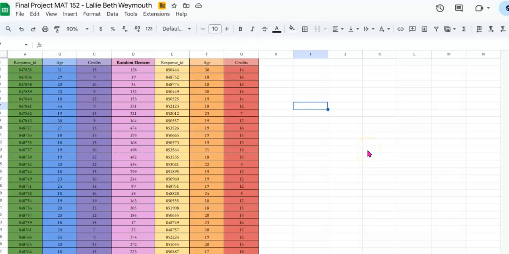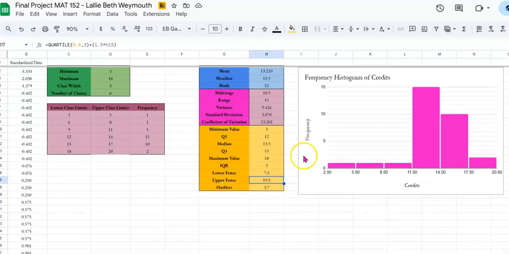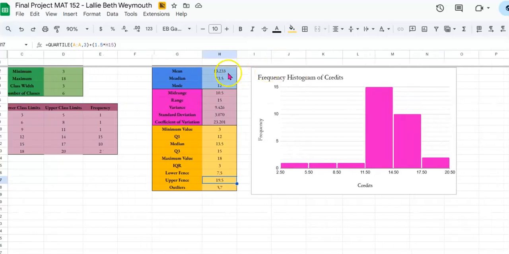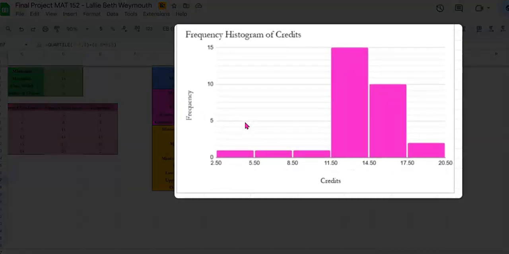I chose to do my presentation on college data, particularly the age and credits of college students. First, we'll move to the summary sheet. We have our frequency table here and our frequency histogram, which is the most important thing. Our mean is 13.2, our median is 13.5, and our mode is 12. So the frequency histogram is right skewed, so it's not bell-shaped, and it is unimodal here from 11.5 to 14.5.